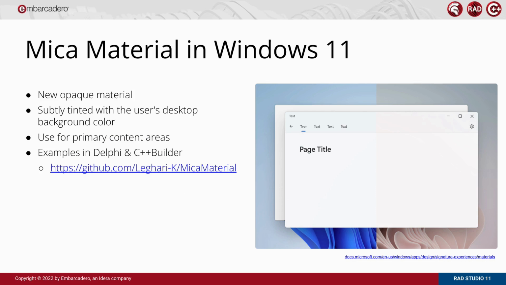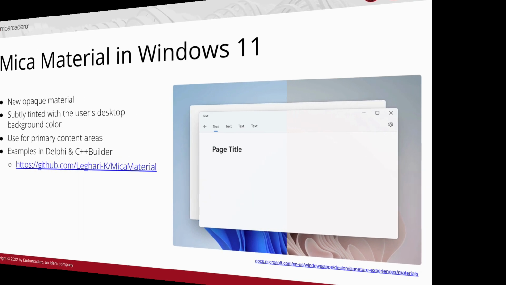Mica is a new opaque material. It's interesting because they say it's opaque, but when I'm reading through it, sometimes it's described as being semi-translucent. So it's a little bit nebulous as far as how it should look. But the idea is it's the main form for your application, used for your primary content areas. It's going to be subtly tinted with the user's desktop background color, so it should have that response to the different styles.